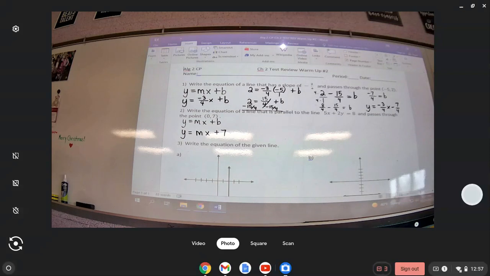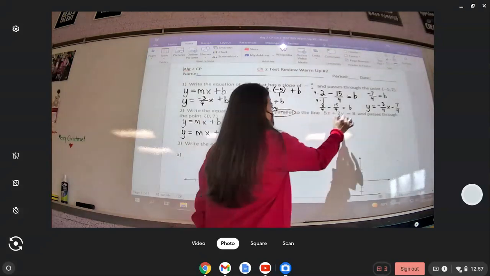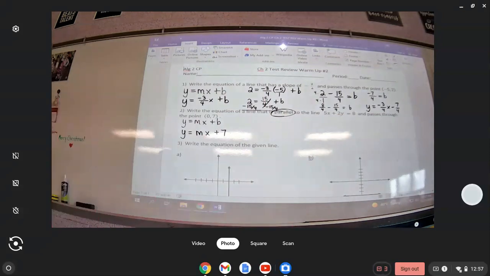All right, but we don't know m. But they did tell you that our line is parallel to that line. Guys, why would they be telling you that our line is parallel to that line? Who are they trying to give you a clue about? Slope. It's a slope clue. If our line is parallel to that line, then what do our slopes have to be?